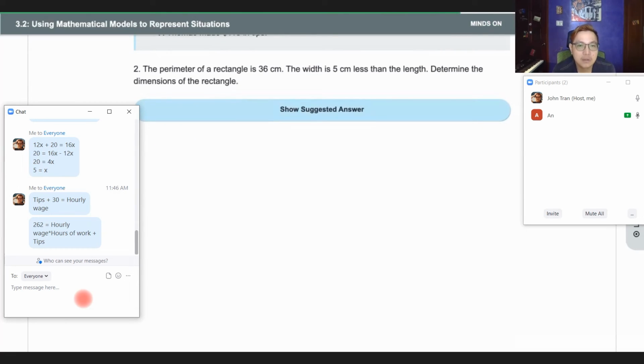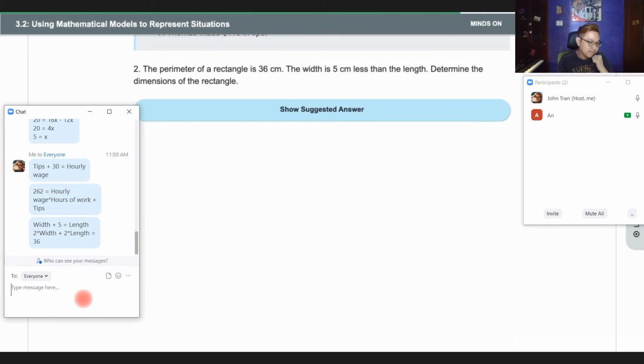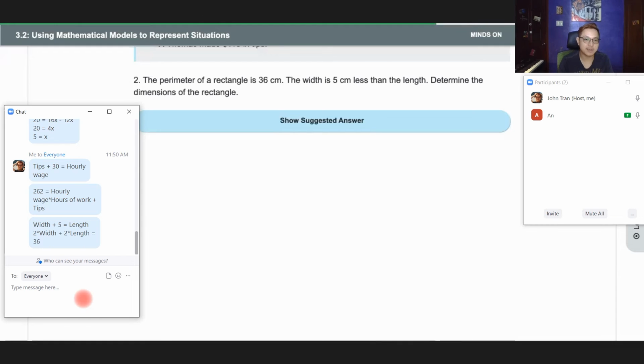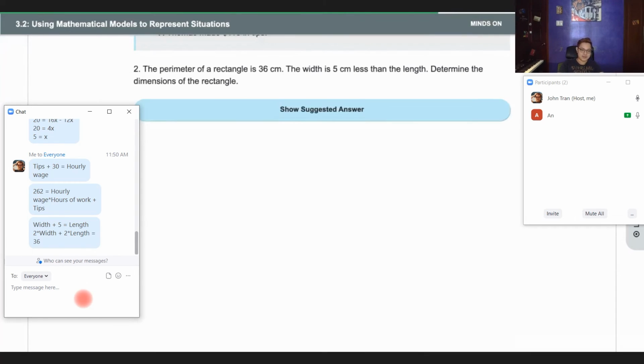The perimeter of the rectangle is 36 centimeters. The width is 5 centimeters less than the length. Determine the dimensions of the rectangle. Okay, now it's an easier situation. A rectangle has 4 sides. Width is 5 centimeters less than the length. So the perimeter could be... I'm just writing it down, so for you to solve it. Width is 5 centimeters less than the length, so width plus 5 is equal to length. And now perimeter is actually 2 width plus 2 length, right?